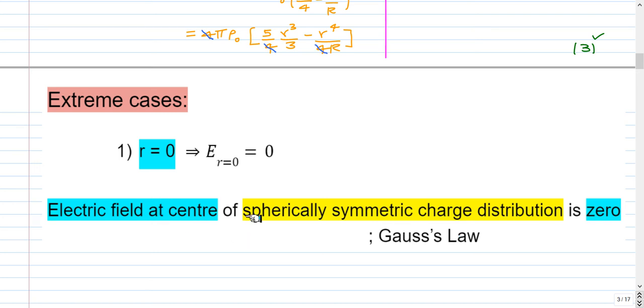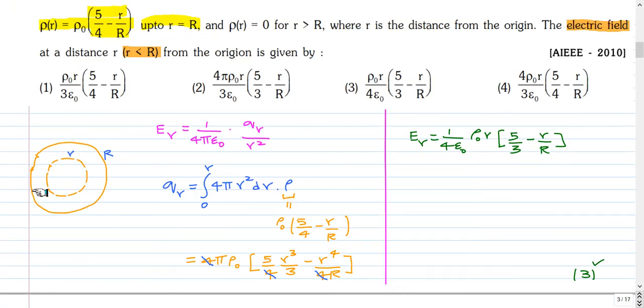So if you consider the extreme case of r being 0, the electric field will be 0. The electric field at the center of a spherically symmetric charge distribution will be 0. This can be obtained by Gauss's law, and also using this idea of a spherical shell where the electric field inside the spherical shell is 0. So for a point r equal to 0, it's inside all spherical shells, so the electric field contribution of all the shells will be 0, and that should be got from this expression. In this expression, if you put r equal to 0, the electric field is 0.